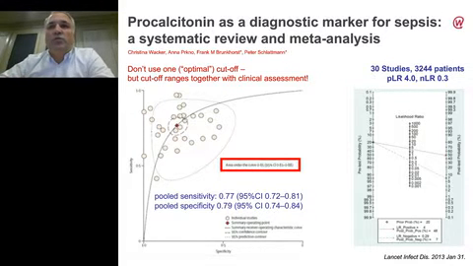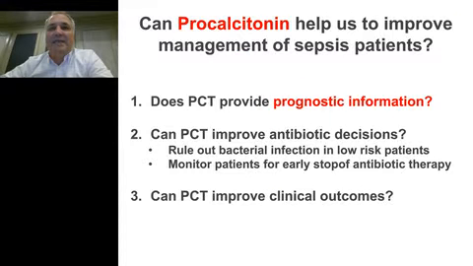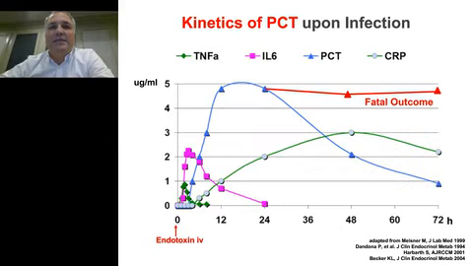So let's move to our first question. Does PCT provide prognostic information? And to answer this question, it's important to really look at the kinetic of PCT. So you see that PCT, that's the blue line in this slide, increases within about 3 to 6 hours upon infection onset. It has a peak after about 12 to 24 hours, and it shows a steady decrease of about 50% every other day if a patient responds well to therapy.